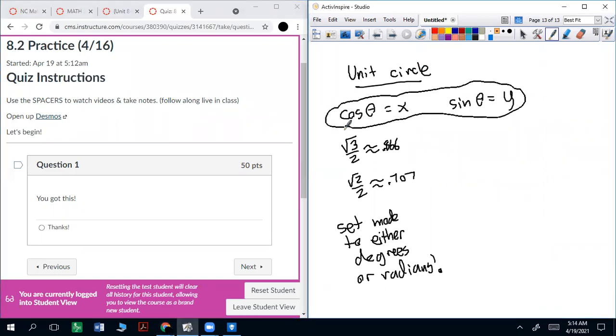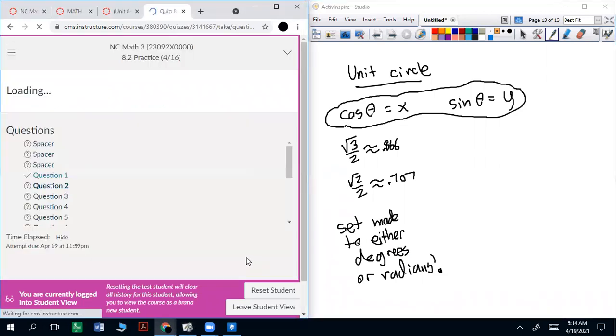First, the cosine of the angle in the unit circle is always x. The sine is always the y coordinate. The square root of 3 divided by 2 is approximately 0.866. The square root of 2 divided by 2 is approximately 0.707. Make sure your mode in Desmos is either set to degree or radians when you're working out the appropriate problem. And we'll get more into this. So let's go over number 1.